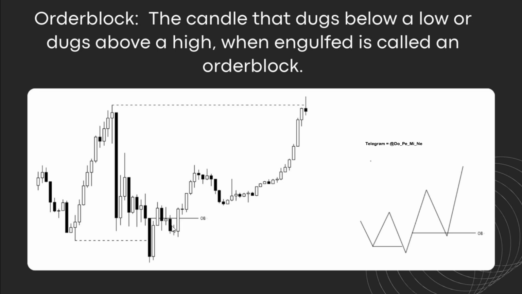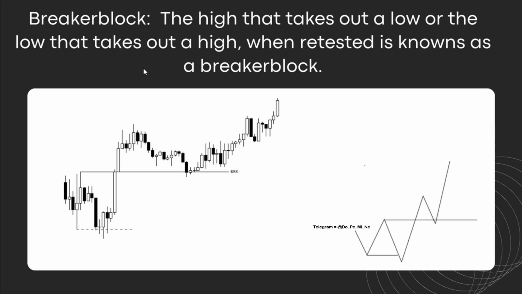After an order block is tested, price is gonna expand from there and take out the opposing end of the range. Now let's discuss breaker blocks, right? So the definition of a breaker block is the following: the high that takes out a low, or the low that takes out a high when broken and retested, is known as a breaker block. Now in the hierarchy of key levels, breaker block is in the mid range, right?